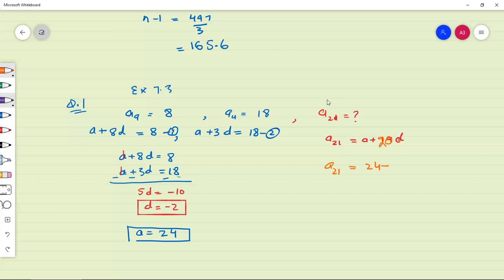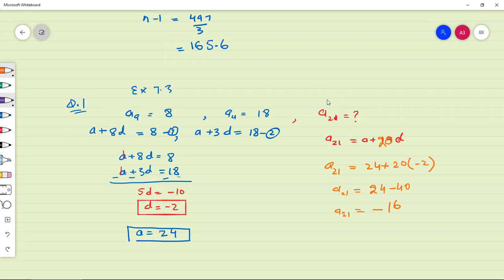So 24 plus 20 into D, where D is minus 2. So 24 minus 40, and 24 minus 40 would be minus 16. So this is your final answer.